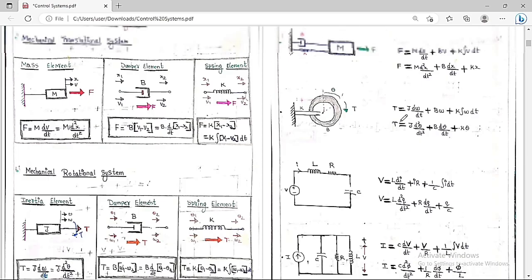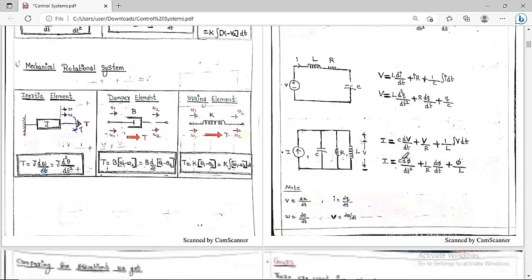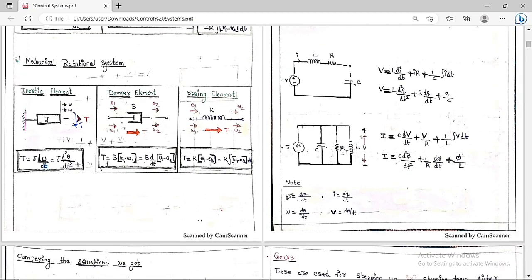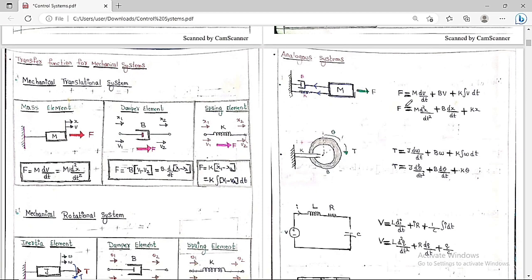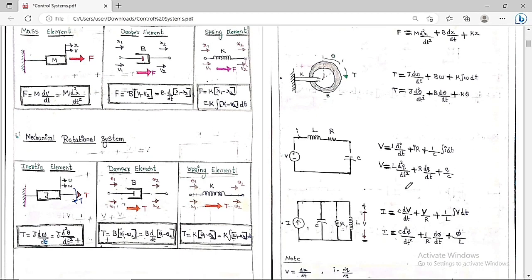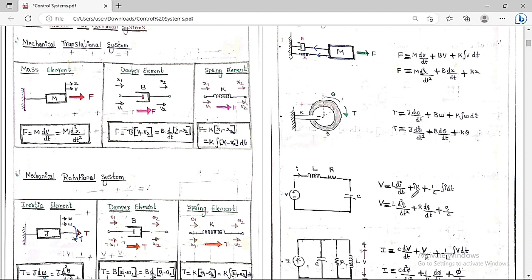So if you compare all these equations, what are we going to get? If you see clearly, note the relative velocity is the rate of change of displacement, V is equal to dx/dt. Angular velocity is the rate of change of angular displacement, omega is equal to d theta by dt. Current is the rate of change of charge, I is equal to dq/dt, and the voltage is the rate of change of flux, V is equal to d phi by dt. So if you see clearly, all these equations are basically in the same format, as you can see clearly from this picture.